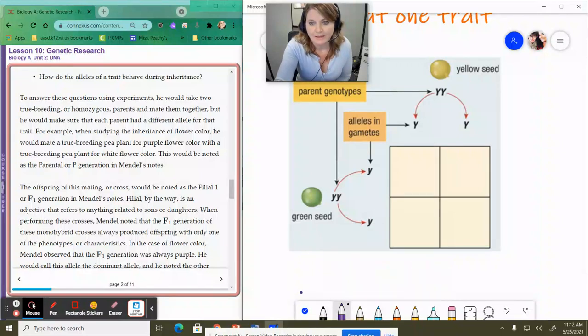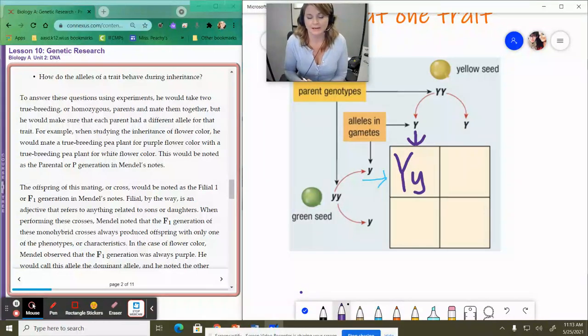You're going to take this uppercase Y and you pull it down into this section of the grid here. And I always try to be really, really deliberate about writing my letters lowercase and uppercase. Otherwise, sometimes I confuse myself if I make them too similar to each other. And then this little y gets pulled over to the grid as well. So you take one from the top and one from the side, and where those two meet, that's what goes in that space of the grid.